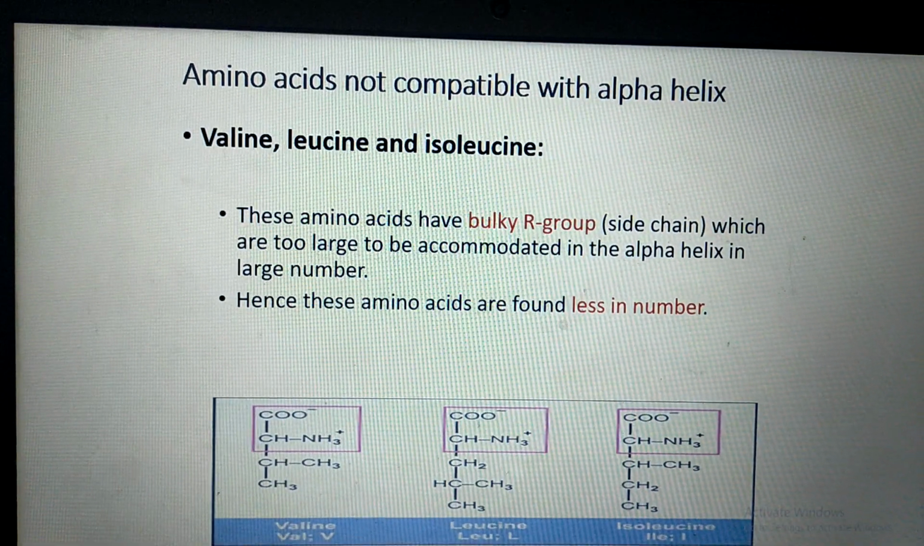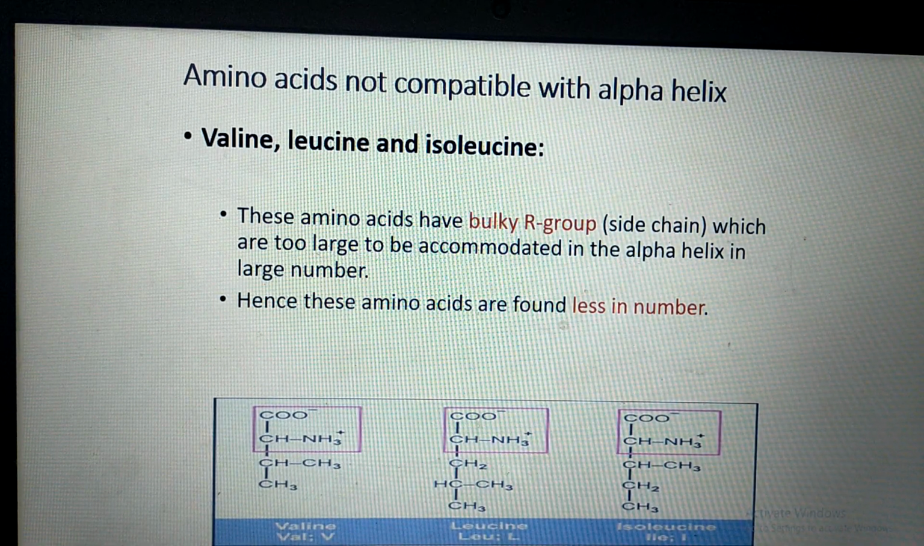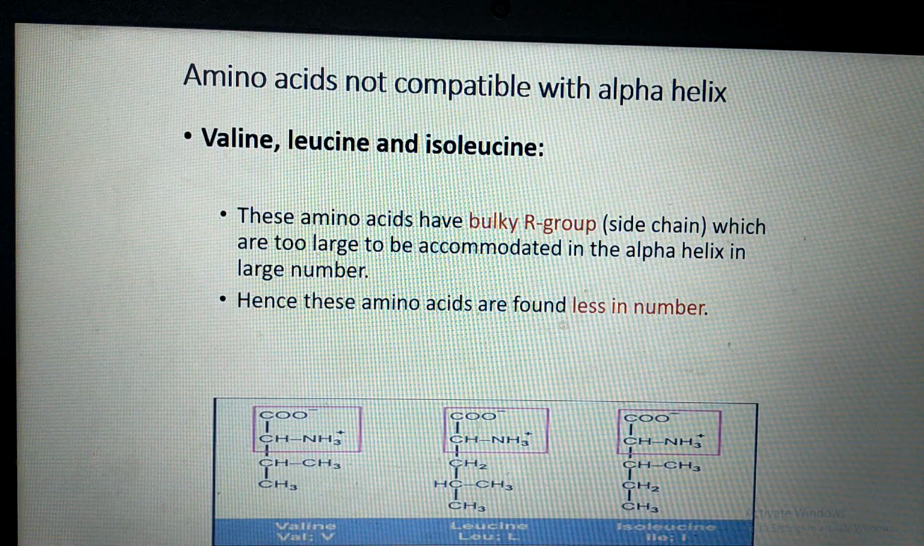Apart from proline, valine, leucine, isoleucine, these are branched chain amino acids which are shown in the lower figure. So the side chain consists of large branches. The side chains are bulky in this case, and these side chains are too large to be accommodated in the alpha helix structure in large quantity. Hence, these amino acids are also found in less number in alpha helical structure.